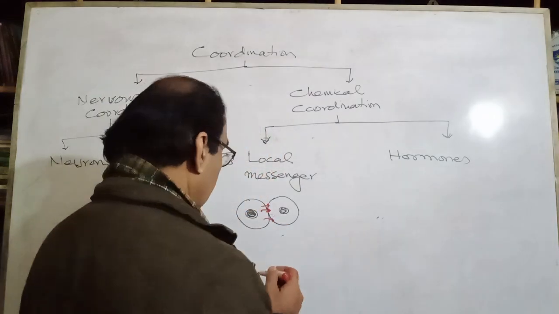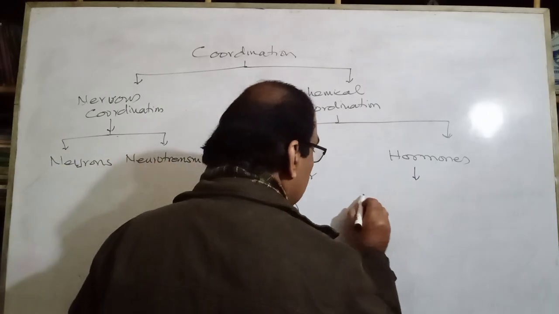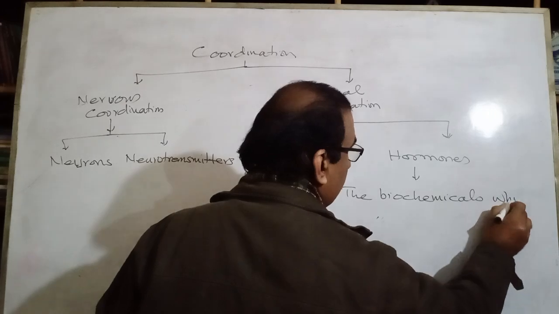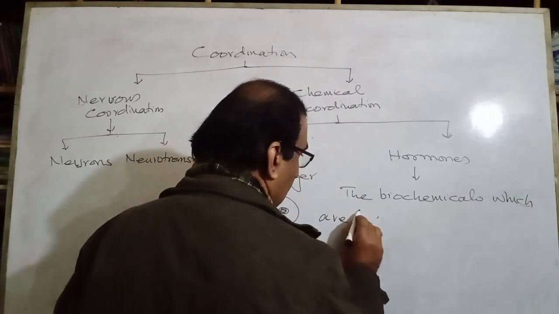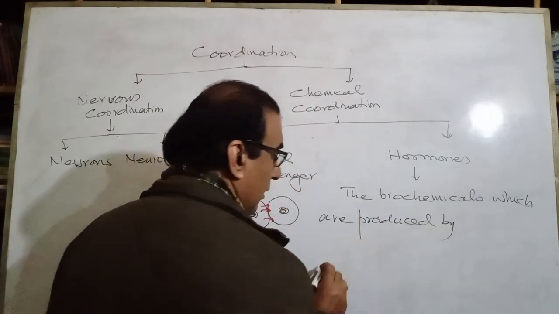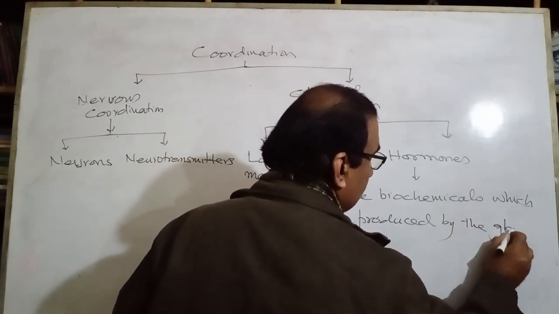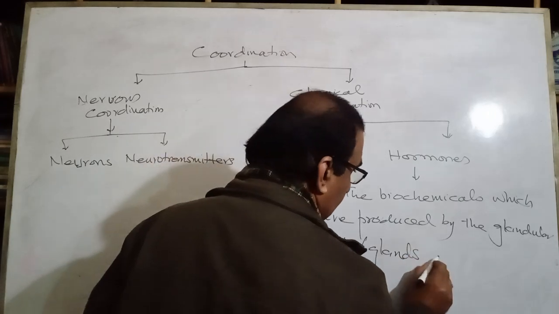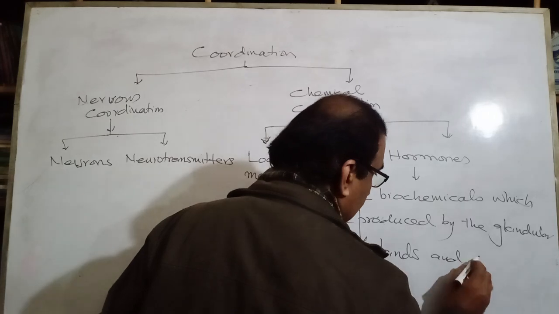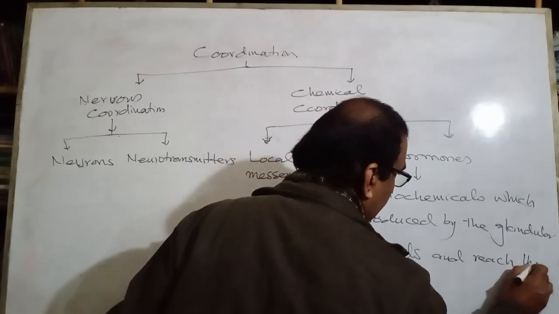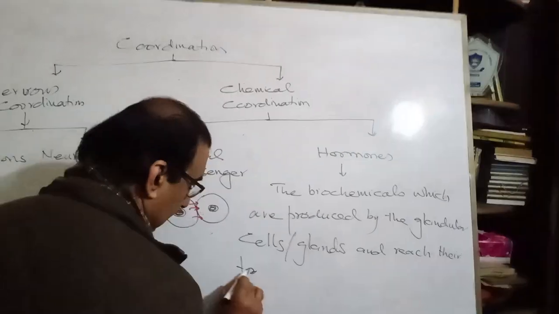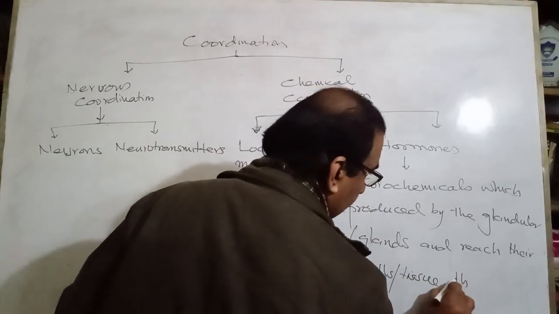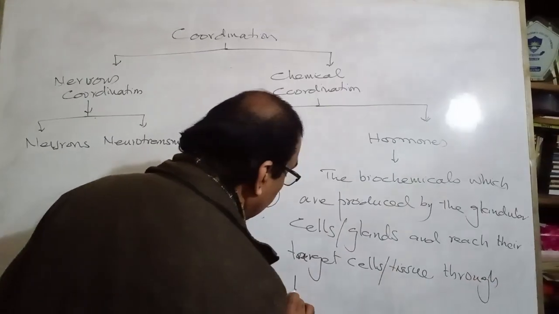So here are the hormones: the biochemicals which are produced by the glandular cells or glands, and reach their target cells or tissues through the bloodstream.